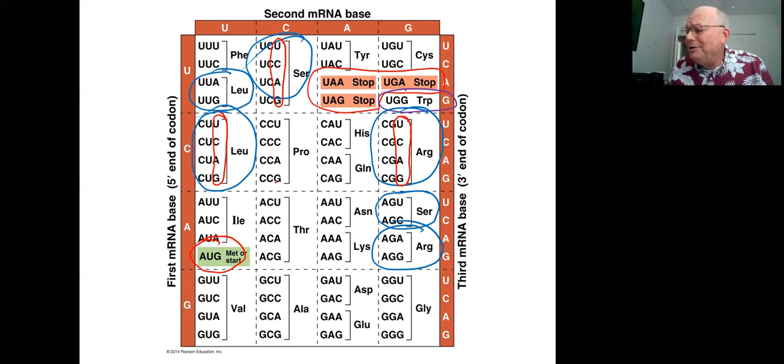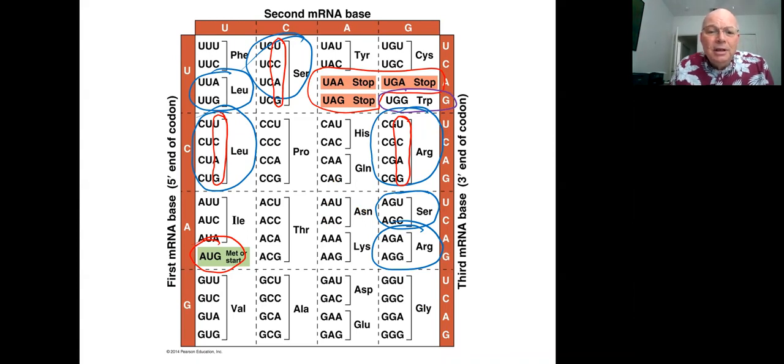So proline has these 4, and the only difference is the wobble base. Threonine has these 4. And again, it's the wobble base that is the only difference. Valine, the wobble base is the difference. Alanine, the wobble base is the difference. Glycine, the wobble base is the difference. Even where there are only 2 codons that code for the amino acid, it's still the third nucleotide that is the difference between the 2 codons. So the wobble base idea is widespread in the genetic code.